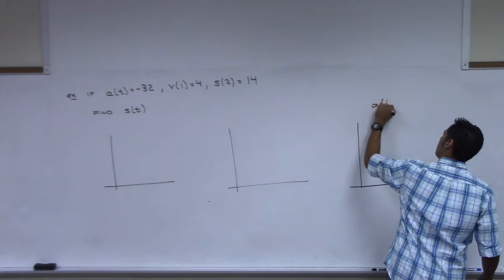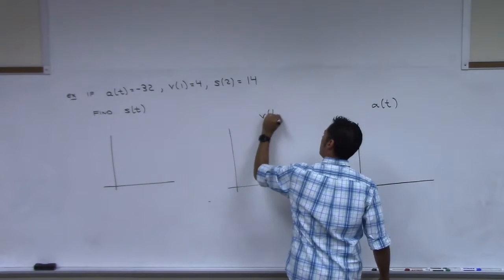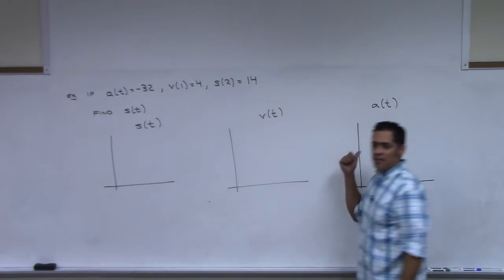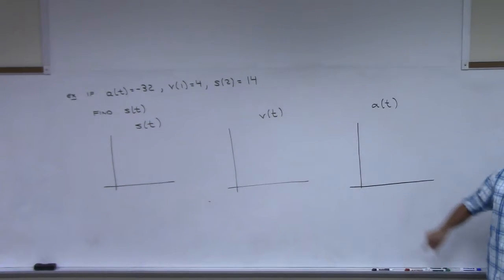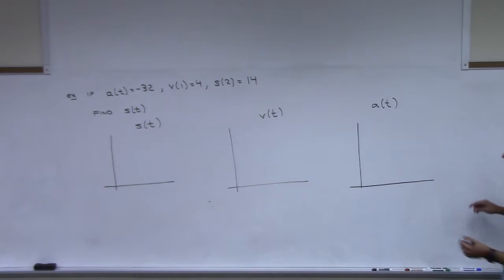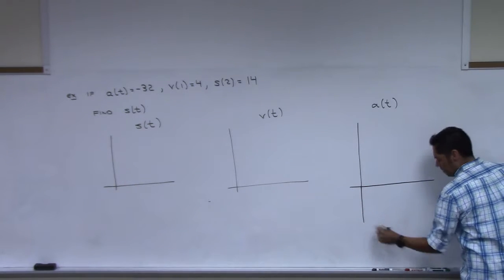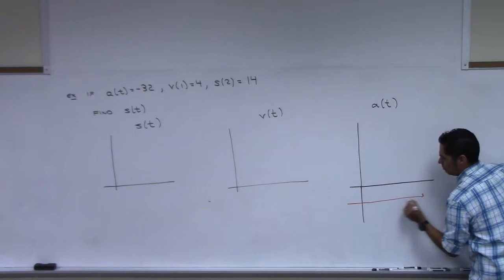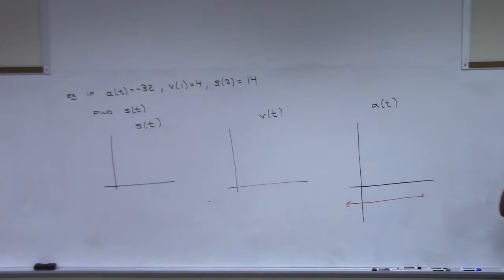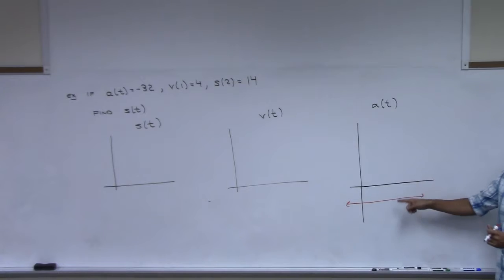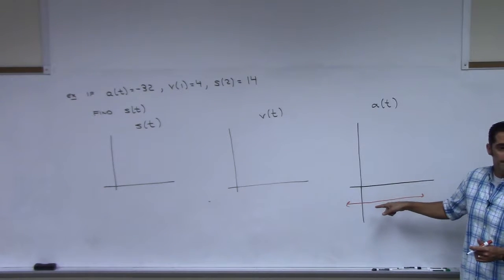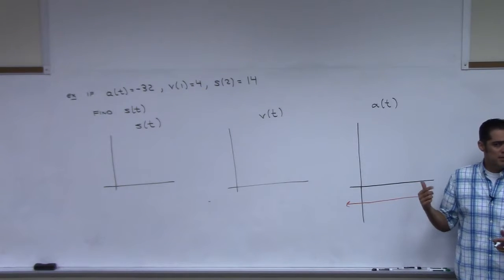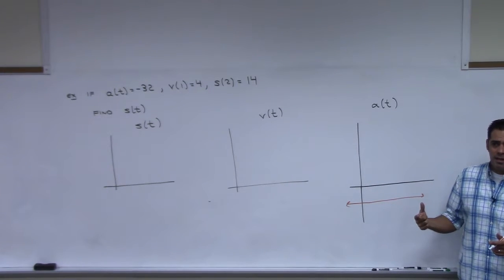A of t, here's V of t, and here's S of t. And we're trying to go from A of t back to S of t, right? I give you that our A of t function is a constant function, right? Negative 32. So if I graphed it, it would just be a flat line down here. Agreed? The antiderivative of this we just did a second ago, didn't we? We said the antiderivative of this was what? Negative 32t plus c, right?